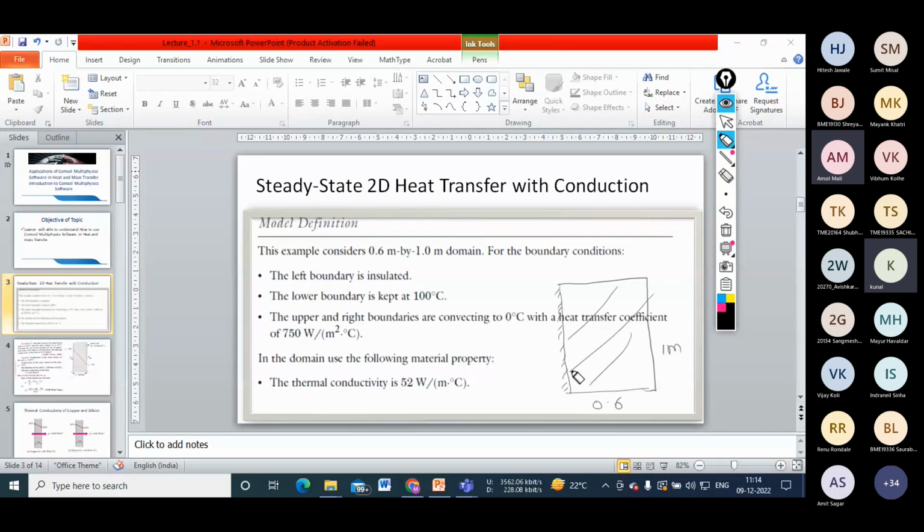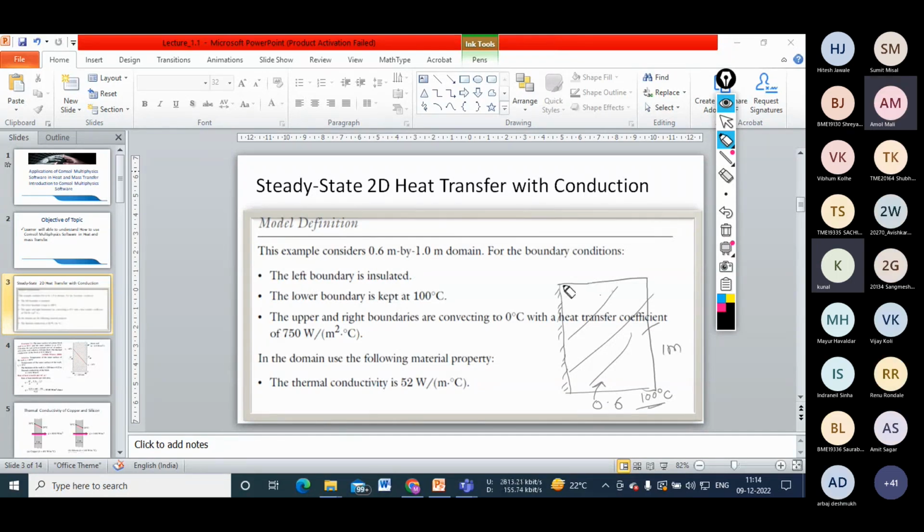Insulated means heat is not flowing from this section, and the lower boundary is kept at 100 degrees centigrade. At the bottom, 100 degrees centigrade, heat is flowing from here and moving towards the outside, towards the two remaining boundaries. This boundary is insulated. Will heat pass from here? No. So no heat will pass from here, but heat will pass from that 100 degree centigrade to the remaining portion.